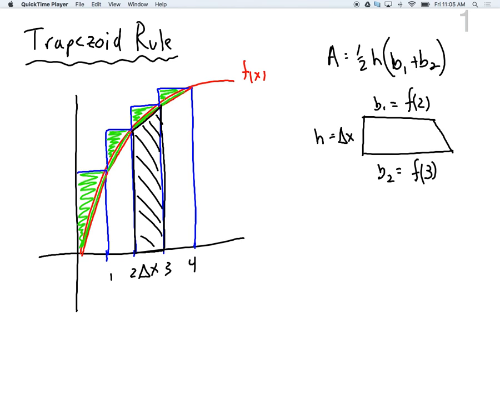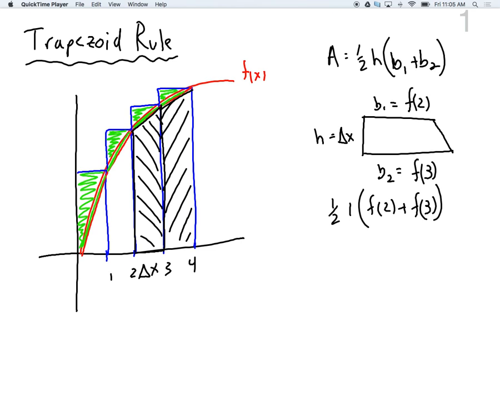Okay, any problems there? Plug and chug, done. Okay, now let's move on to the next trapezoid. Let's do this one. What's the area of that one? Okay, hold on, let me finish this one. What's delta x here? 1. So we'd have 1/2 times 1 times F of 2 plus F of 3. Okay, so that's the first one.